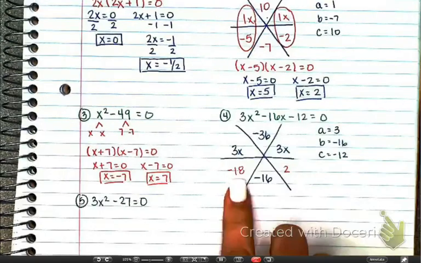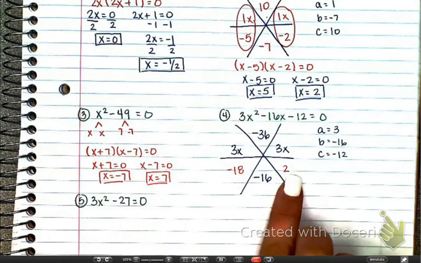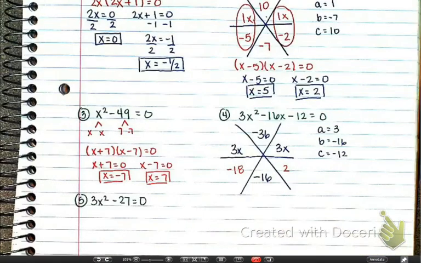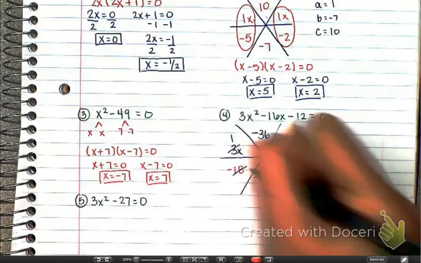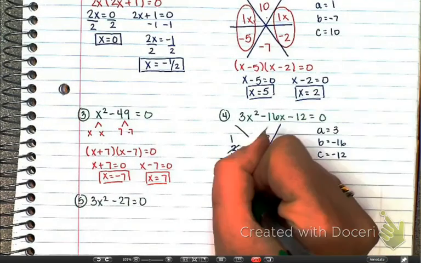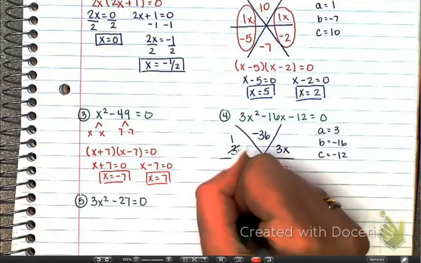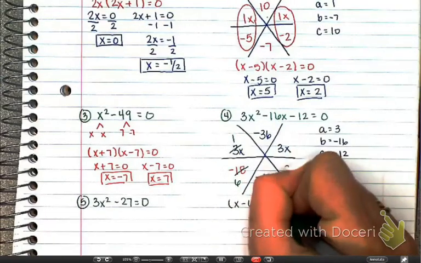Okay, so negative 18. Now remember, listen carefully when I say this. You should always check. Negative 18 times 2 is negative 36. Negative 18 plus 2 is negative 16. I need to reduce if possible. So here, 3 goes into itself once. 3 goes into 18 6 times. So I have an x minus 6. This side doesn't reduce, so it's a 3x plus 2.